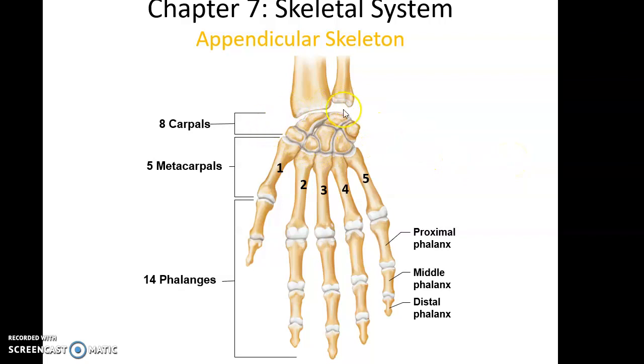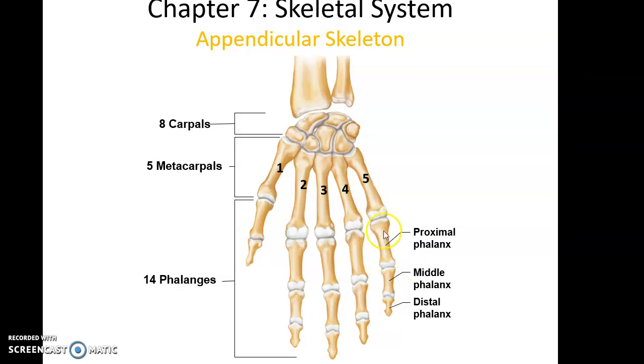Then we have the carpals. Carpals are short bones that make up the wrist. And there are 8 carpals. Then distal to that are the metacarpals. There are 5 metacarpals, and they basically make up the palm of the hand. And then for the fingers, we have the 14 phalanges. And the phalanges have special names: proximal, middle, and distal.